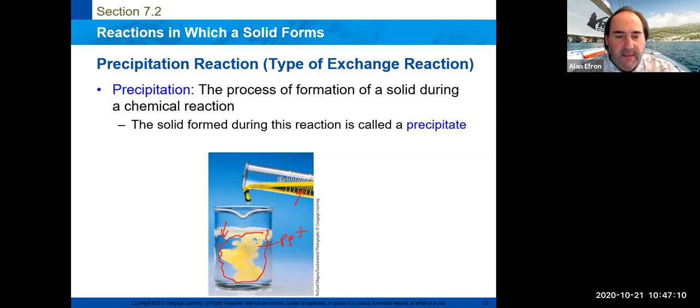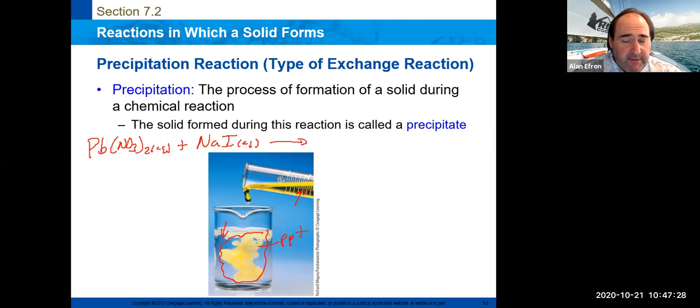And this is maybe something like, if you took lead II nitrate plus say maybe some sodium iodide. You could recognize this really as a double displacement reaction. This is a positive ion and a negative ion, positive ion and a negative ion. And if we wanted to predict what goes on the other side, the products, what's going to basically happen again is our two positive ions are going to switch partners.